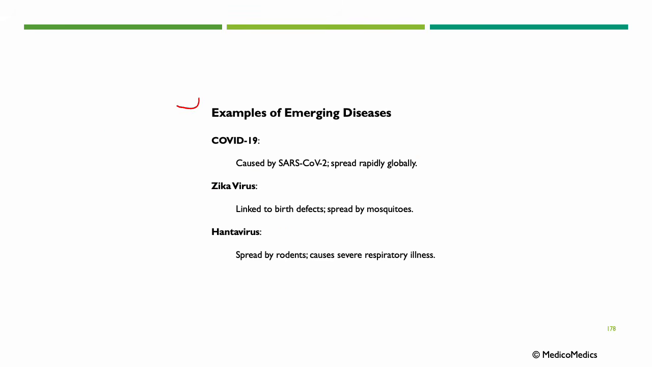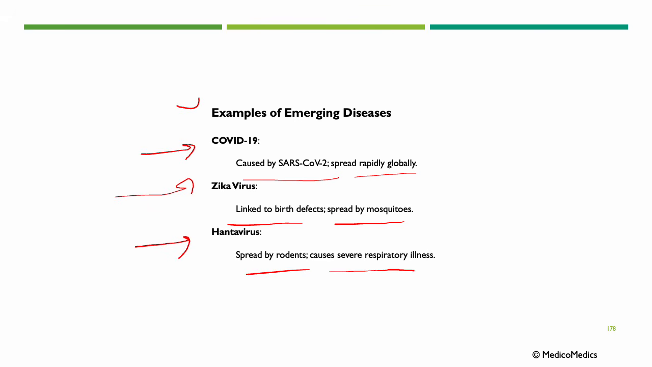Now, some examples of emerging diseases. We mentioned COVID-19 caused by SARS-2, spread rapidly globally. The Zika virus, linked to birth defects, spread by mosquitoes. Hantavirus, spread by rodents, causing severe respiratory illness.